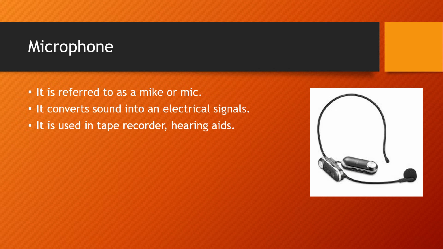Next is microphone. It is referred to as a mic or a microphone. It converts sound into electrical signals, and it is used in tape recording or hearing aids. These are all your input devices.